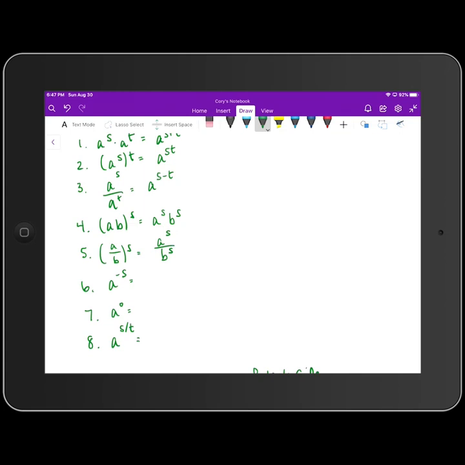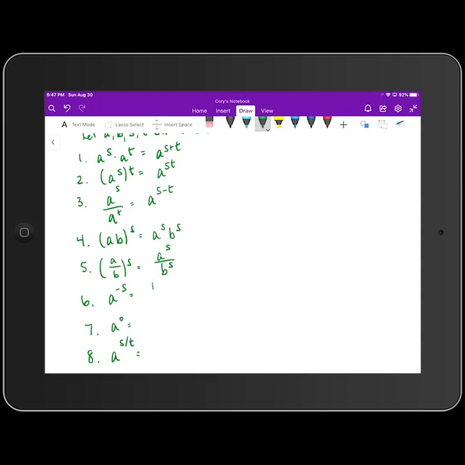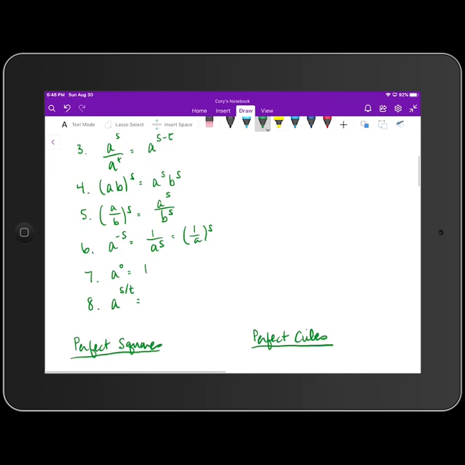Okay, law number 6. If we have A raised to the negative S power, there are two ways for me to write this. I can either write it as 1 over A raised to the S power, or the other way I can think of this is, because the exponent is negative, I can take the reciprocal of my base, so the reciprocal of A is 1 over A, and then raise that result to the S power, which is still 1 over A raised to the S power. All right, law number 7 says if we take A and raise it to the 0 power, that's going to be equal to 1.